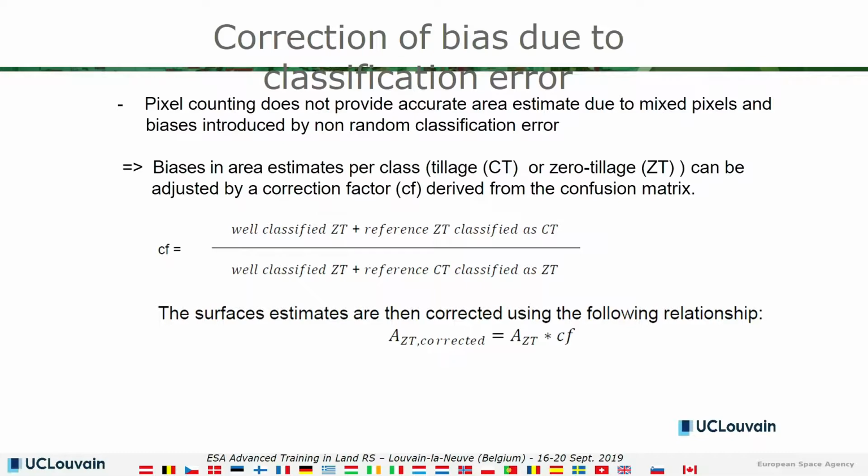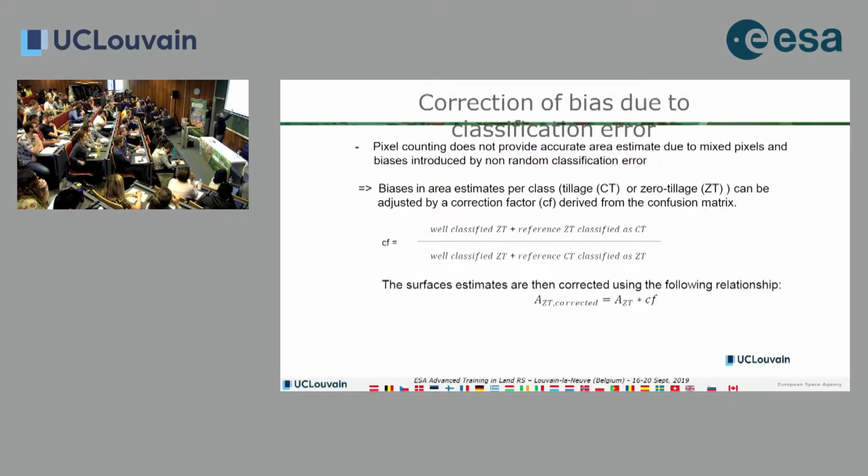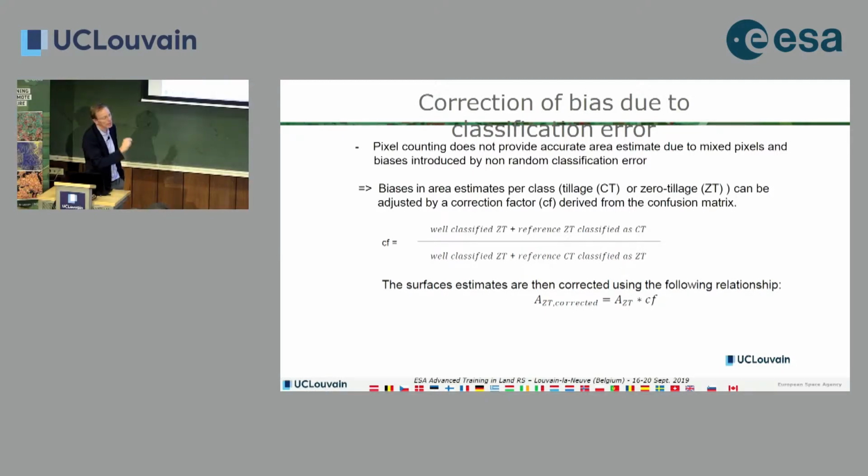And therefore, you have your pixel counting area estimate that you correct by the correction factor, which is just the well-classified zero tillage plus the zero tillage classified as conventional tillage. This is your omission. And then the well-classified zero tillage plus the reference conventional tillage classified as zero tillage. This is your commission error. And therefore, you have a correction factor which allows you to remove the bias. It's not yet a rigorous area estimate, but this is an unbiased estimate.